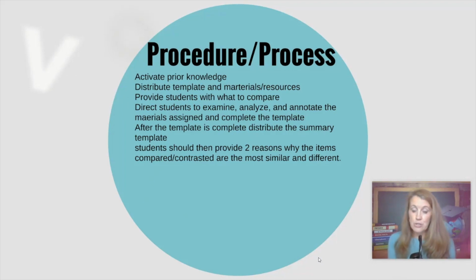So then you'll distribute the summary template, and the students are going to provide 2 reasons for why the items compared and contrasted are the most similar and different. And in this writing piece, this is when you want them to expound on what they have discovered. Don't accept short sentences. Make them explain, make them give supporting evidence. Doing this will make this strategy very useful in your classroom activities.